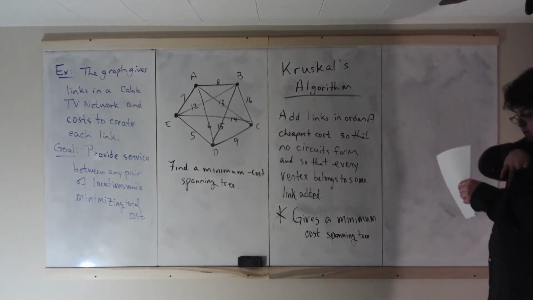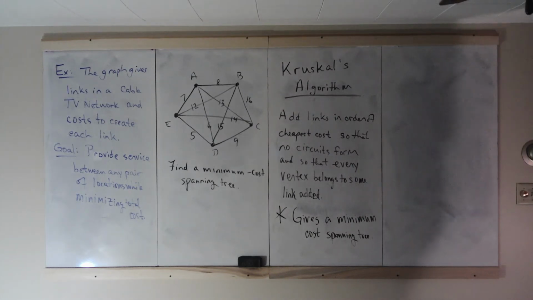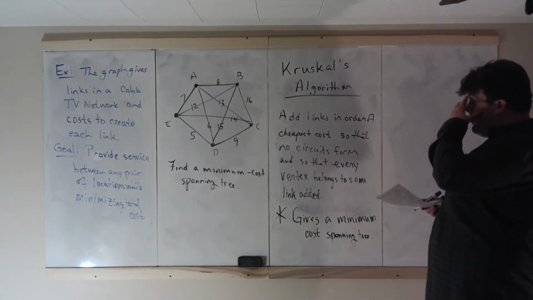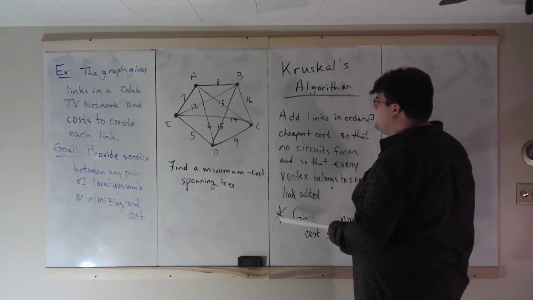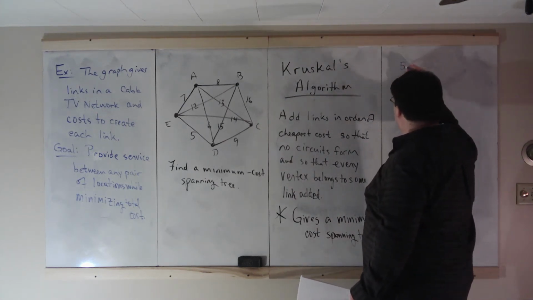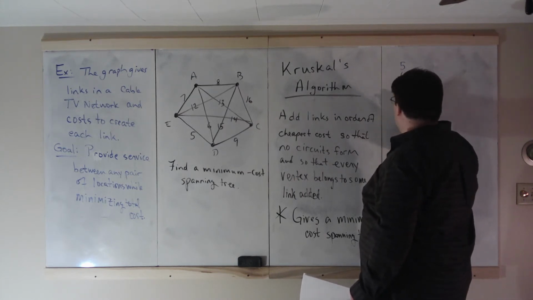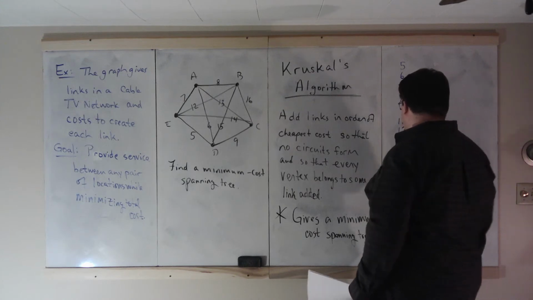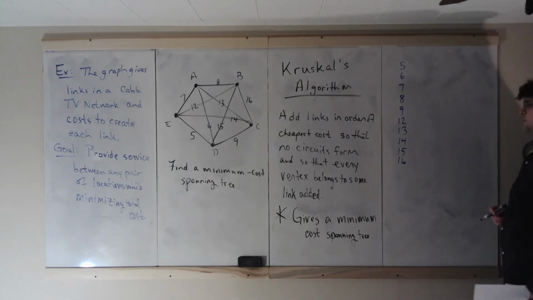So add links in order of cheapest cost so that no circuits form and so every vertex belongs to some link added. Well, to do that, we need to list our links in order of cheapest cost. So let's do that with this one. What do we have? 5, 6, 7, 8, 9, skip 10, 11, 12, 13, 14, 15, and 16.